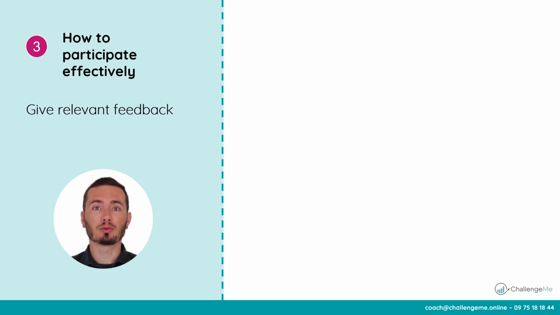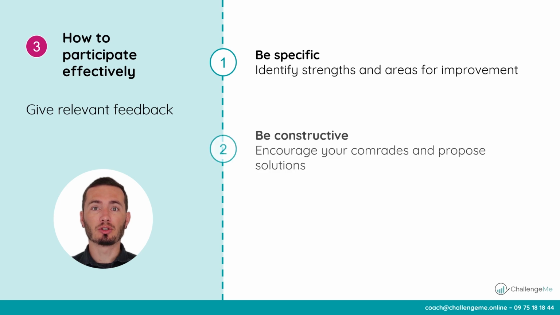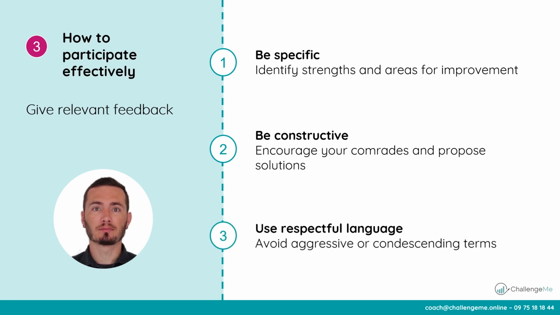Giving feedback is a valuable skill that can help your peers improve their work while strengthening your own analytical and communication skills. Be specific. Clearly identify what's working well and what can be improved. Be constructive. Formulate your comments in such a way as to encourage rather than demoralize, and don't be afraid to suggest solutions. Use respectful language. Emphasize strengths before mentioning areas for improvement. Avoid aggressive or condescending language. I'm now going to show you some examples of good and bad feedback.